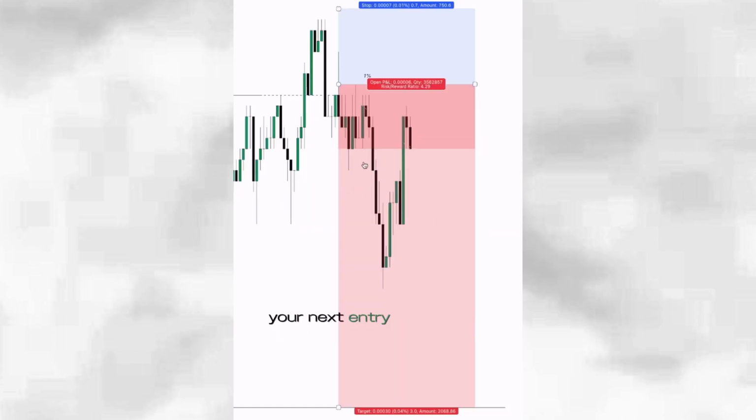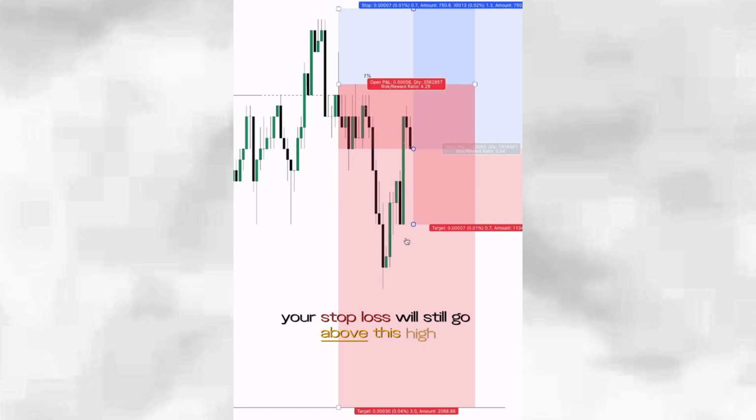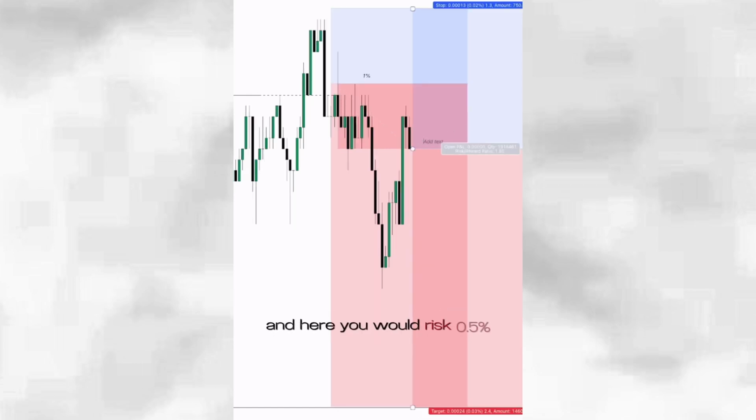After that, your next entry will be here into this fair value gap, and this is the first distribution. Your stop loss will still go above this high, and here you would risk 0.5%.